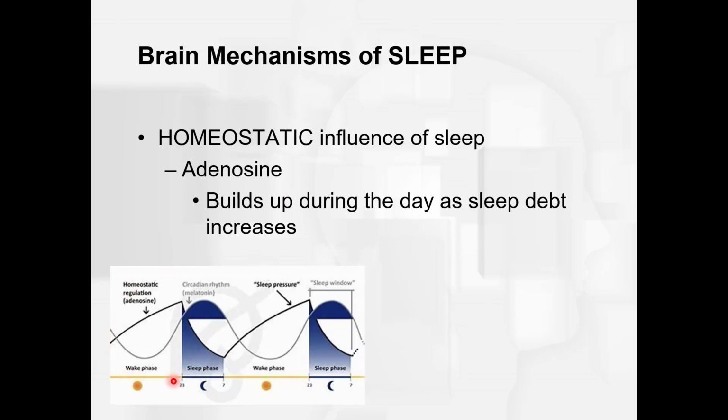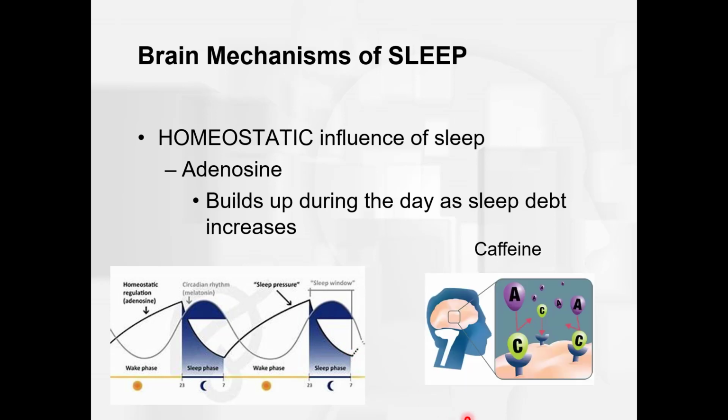So here's showing you our wake phase. And so this is adenosine building up. Then you see our melatonin. This is our melatonin phase, going along with our circadian rhythm. And then when we sleep, that adenosine drops and it gets to a certain level, and then we wake up. And that buildup of adenosine promotes sleep, and then it drops again. So adenosine builds up during the day as our sleep debt increases.